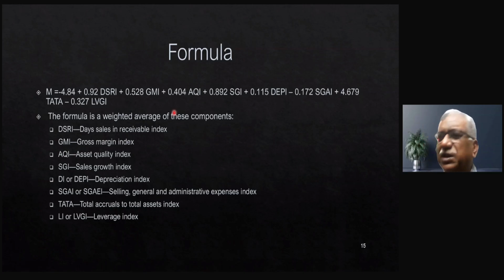Basically, these are the only major countries. Others are very small. So these weights are decided by the researcher, and we put them here. Then come each of these indices, DSRI. I've got the explanation here.